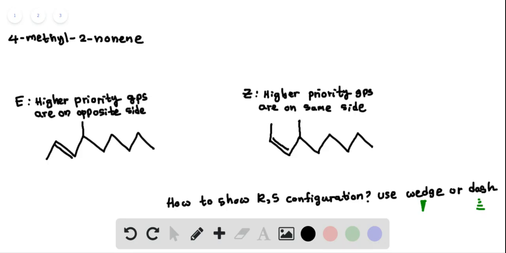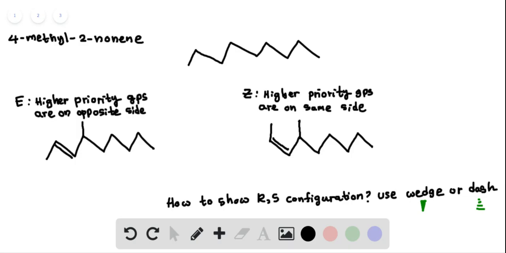This problem was to draw the stereoisomers of 4-methyl-2-nonene. So this is an alkene. The base name has non, that means there are 9 carbon atoms on the carbon skeleton. Okay, let's first draw the carbon skeleton. 1, 2, 3, 4, 5, 6, 7, 8, 9.